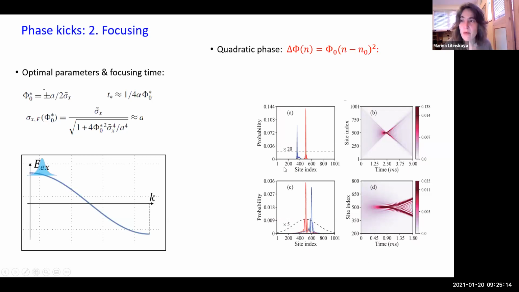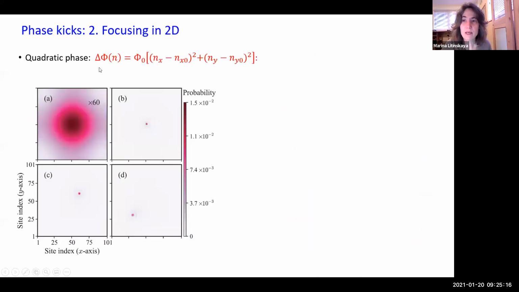You can do the same thing in 2 dimensions. Again, you impose a quadratic phase transformation and you can focus such a broad wave packet. And we demonstrate here that we can localize it anywhere on demand. You just choose the site coordinates nx0 and ny0 here, and you focus your excitonic wave packet here, or here, or here. And again, everything is done by a laser beam. The phase is imparted by the laser beam.